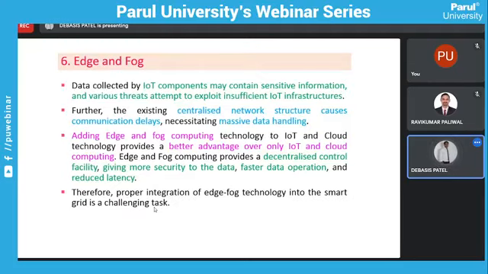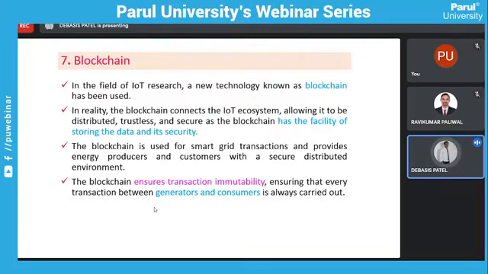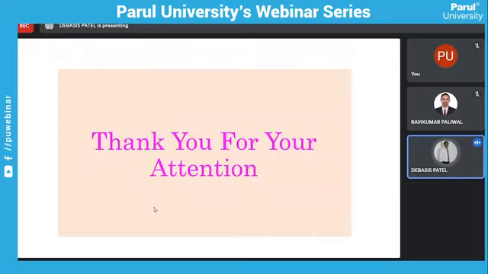Edge and fog also provide decentralized control and facility. Blockchain also provides more secure transmission and immutability. Information transmission is more secure in blockchain. So like this are the future scopes. Thank you for your attention for this one hour.